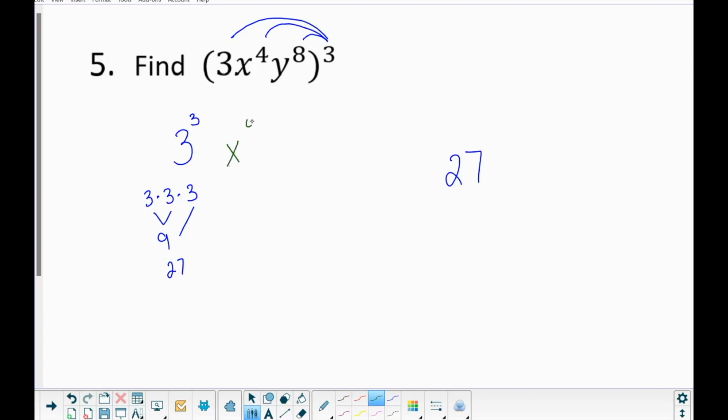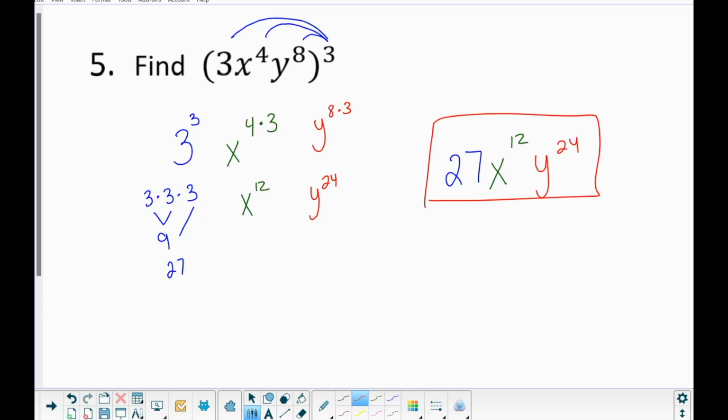So we have x to the fourth times 3, which is x to the 12th. Easy, x to the 12th. And then finally, we have y to the 8th times 3. It's going to be y to the 24th, and that's your y value.